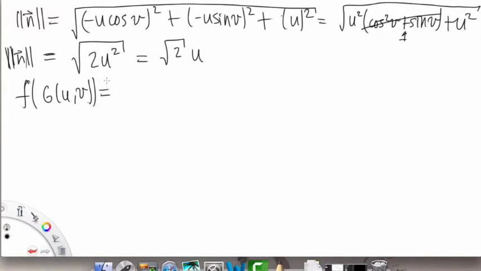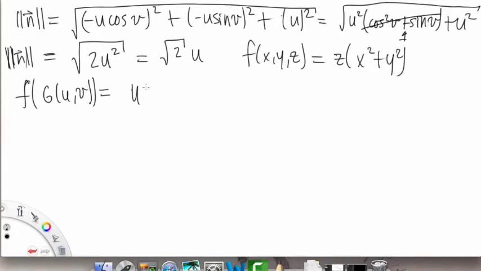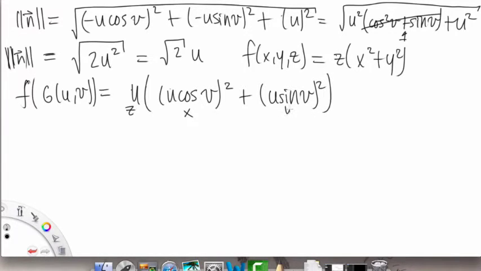Okay, so f of x, y, z was z times x squared plus y squared. But now our z is u, and our x is u cosine v, so that's squared, because that goes in the x spot. This is our x, this is our z, and then our y is u sine v, and that's squared as well. So this is our y. Alright? So now let's simplify this and see what we get.